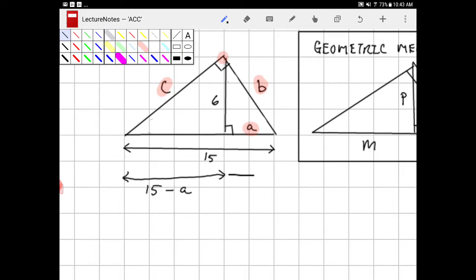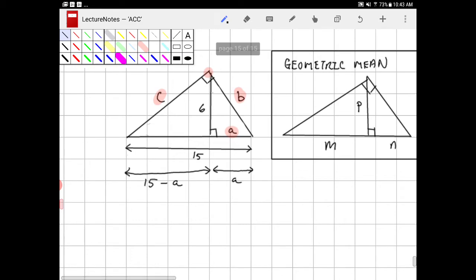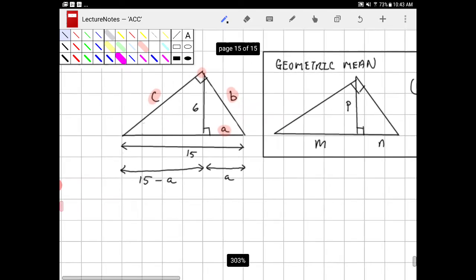And this length right here must be A. If I were to add 15 minus A and A together, I will end up with 15. So I really didn't do anything that special. However, I am expressing one side length in terms of another.